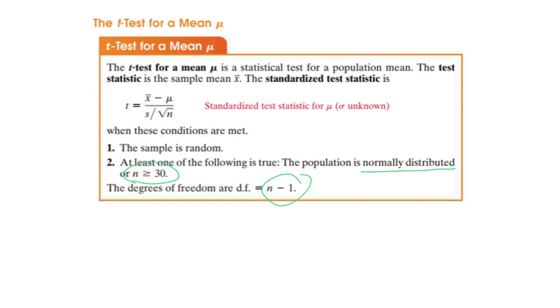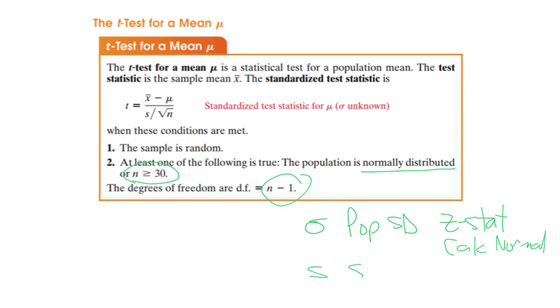So what we have to watch for is if we have sigma, the population standard deviation, then we're going to use z-stat and we're going to use calculator normal. If we have s, which is the sample standard deviation, then we're going to use t-stat, or if I need a calculator, I'm going to use calculator T.